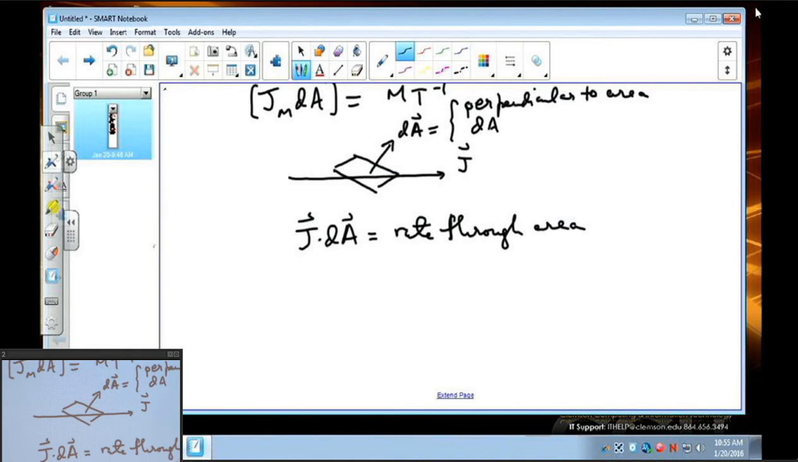A there is choosing a direction, right? There's a positive flow and a negative flow. Because if dA is parallel to J, then I get positive flow. If I flip this little tile over in the opposite direction, I get negative flow. The dot product gives me a negative.